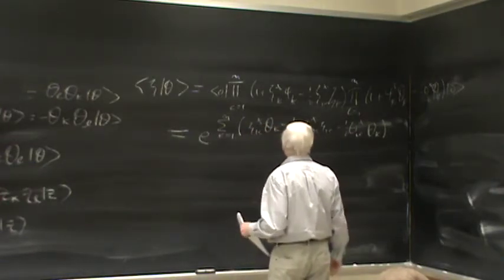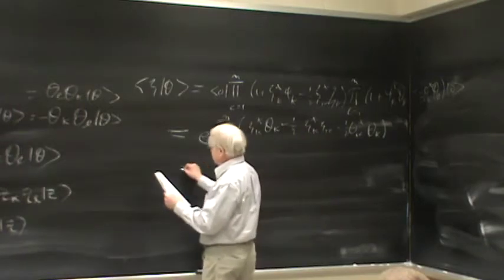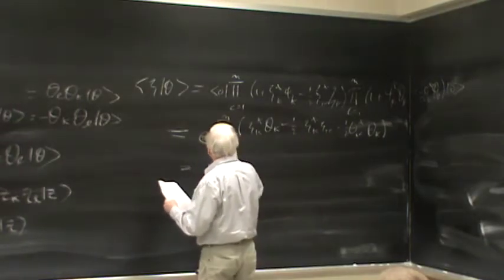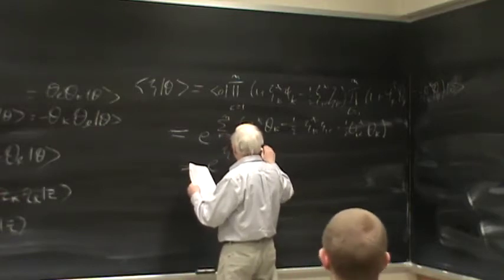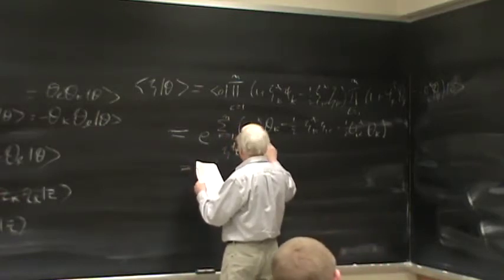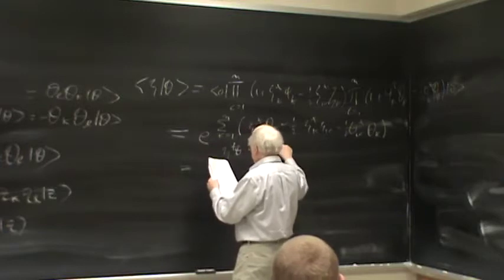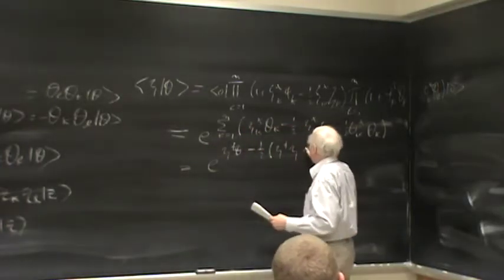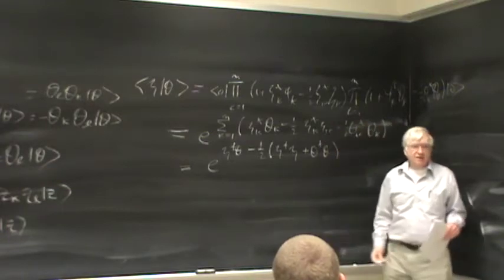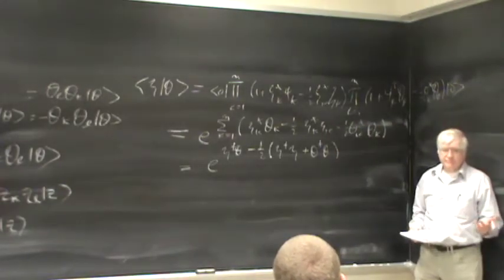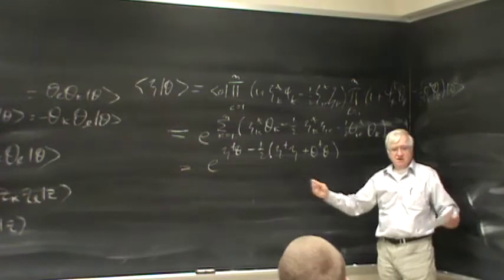Another way of thinking of it is to use vector notation. Then this thing is e to the zeta dagger theta minus a half zeta dagger zeta plus theta dagger theta. Okay. Dot products.